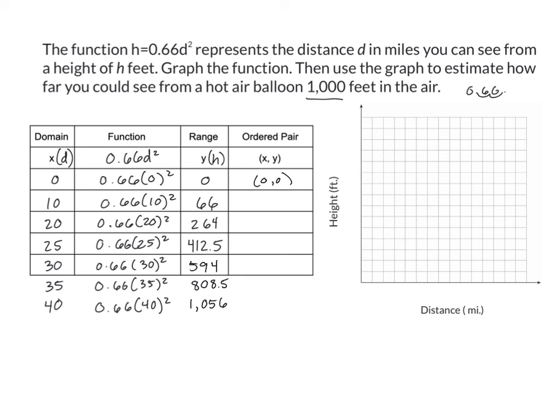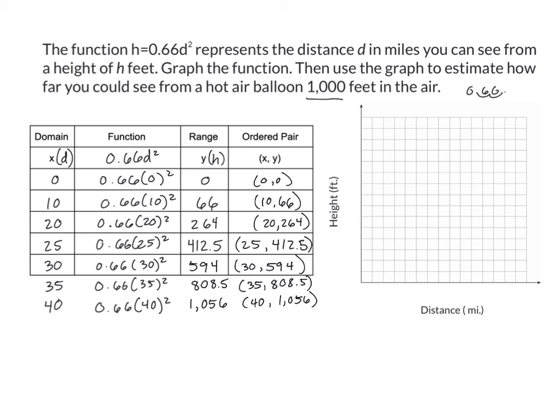We've got 0, 0. Got 10, 66, 20, and 264, 25, and 412.5. And then we've got 30 and 594. And then 35 and 808.5. And 40 and 1,056. Okay, so we've got our distance and our height, and we need to graph those ordered pairs.